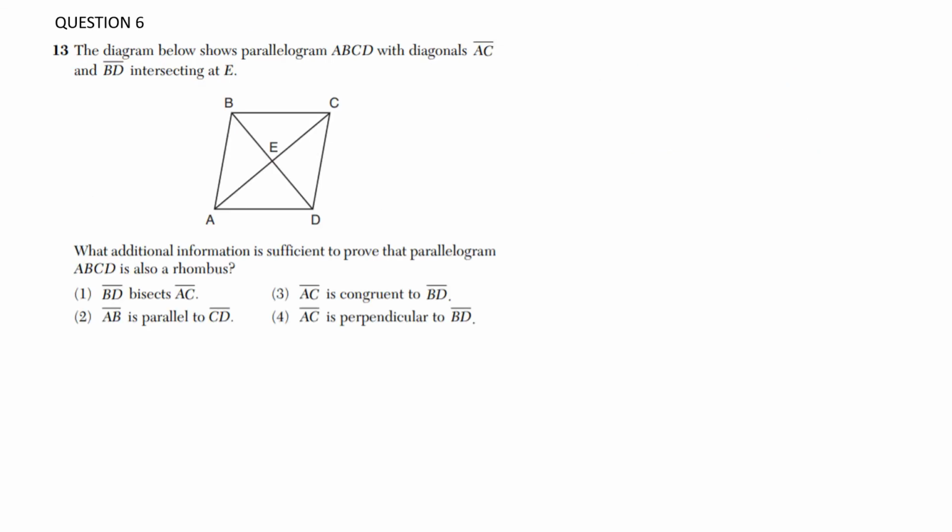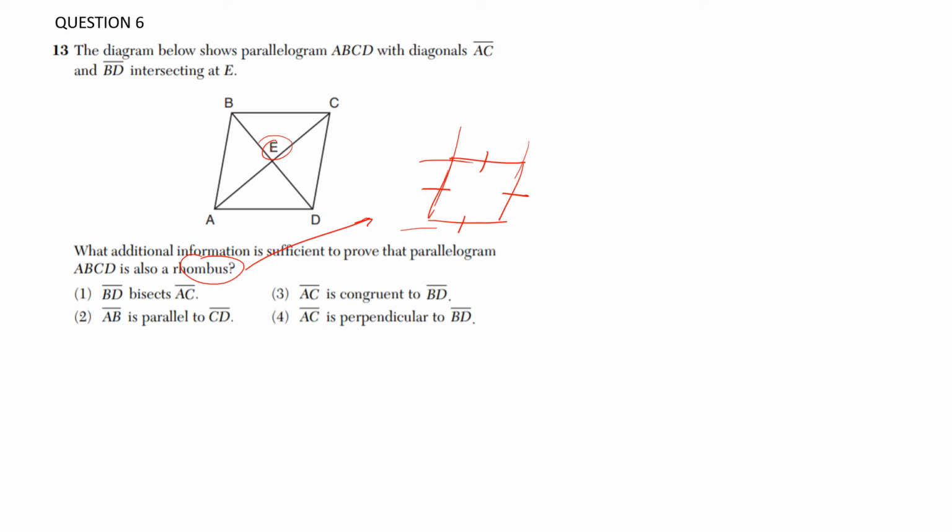The diagram below shows parallelogram ABCD with diagonals AC and BD intersecting at E. What additional information is sufficient to prove that the parallelogram ABCD is also a rhombus? Just to be clear what a rhombus is, right? It's a parallelogram, so this side here is parallel to this side, and this side is parallel to this side, right? It means these sides are also all equal in length, okay?